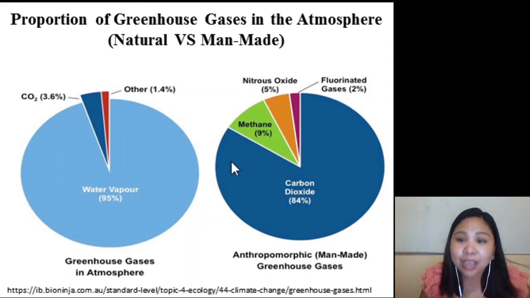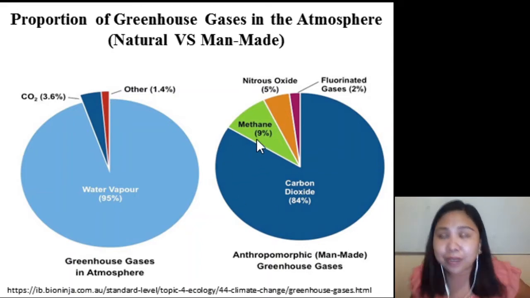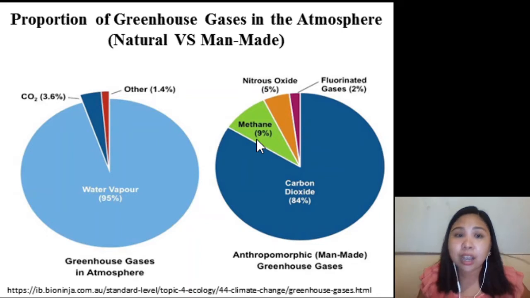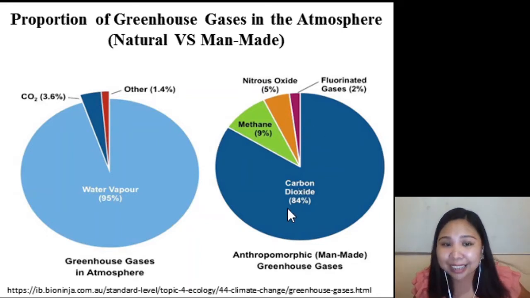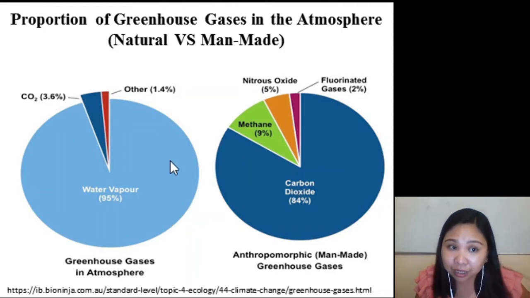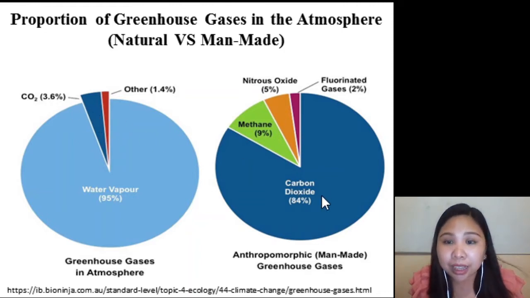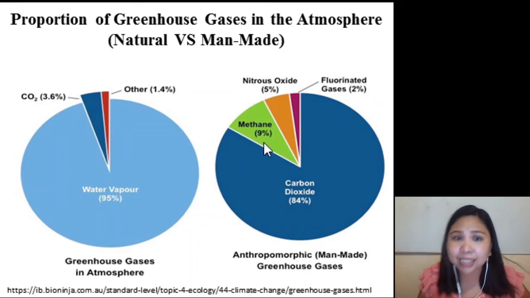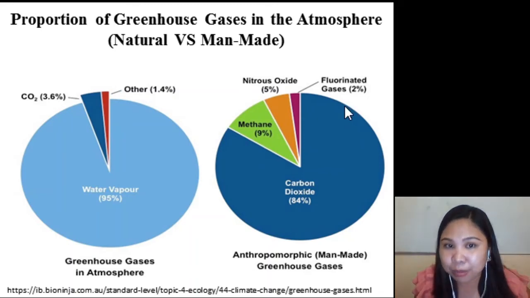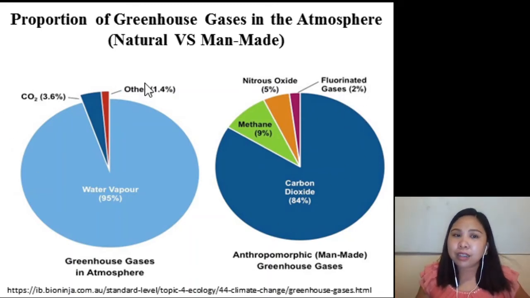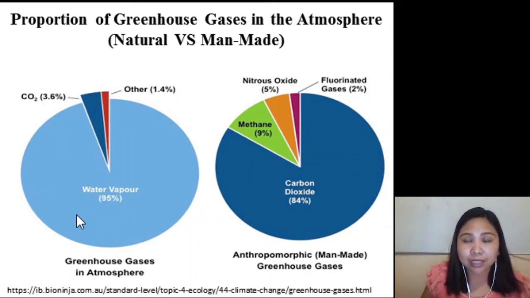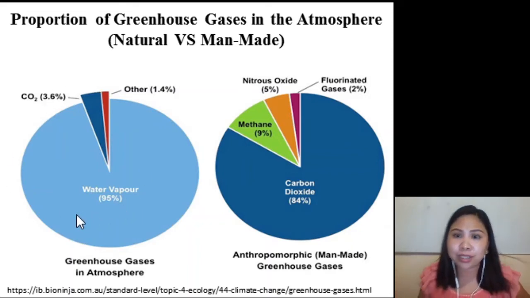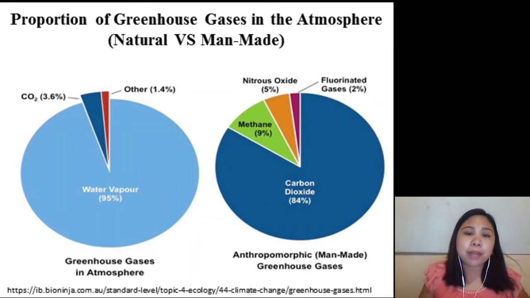Eto na ngayon, class, yung nagiging composition ng greenhouse gases in our atmosphere. So, composed na siya 84% of carbon dioxide. Imagine? So, dapat 3.6% lang, but majority is composed na siya ng carbon dioxide. Okay, so binubuo na siya 9% ng methane galing sa mga waste, 5% nitrous oxide, and 2% fluorinated gas, mga CFCs. Ayan. So, can you see the difference between the naturally occurring greenhouse gases and the man-made greenhouse gases? So, what's the implication of this? Okay, ano ngayon yung implication nito?